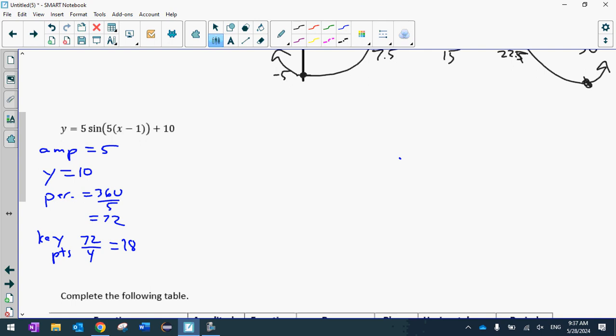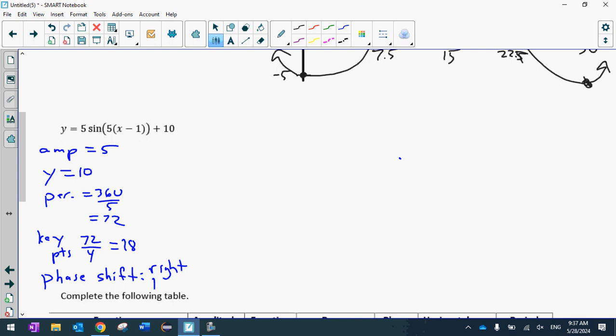Shift right 1. With sinusoidal functions, we actually have a fancier name for that. We call it a phase shift. A phase shift of right one. Why do you think we call it a phase shift? Why not just shift right one? It's the same thing.